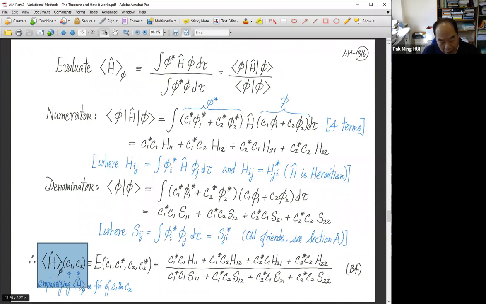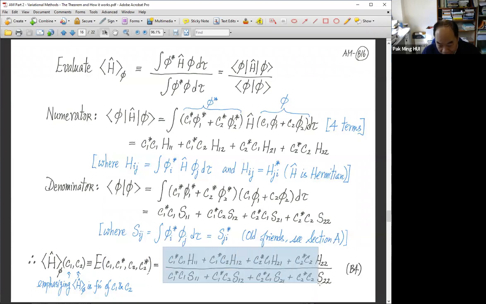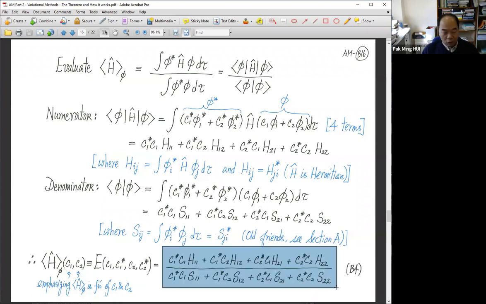And if you like, emphasizing the generality that they can be complex, you see explicitly that it depends on C1, C1 star, C2, C2 star. Explicitly, it is these 4 terms over 4 terms. So any question about the algebra on this page? Is that transparent enough?